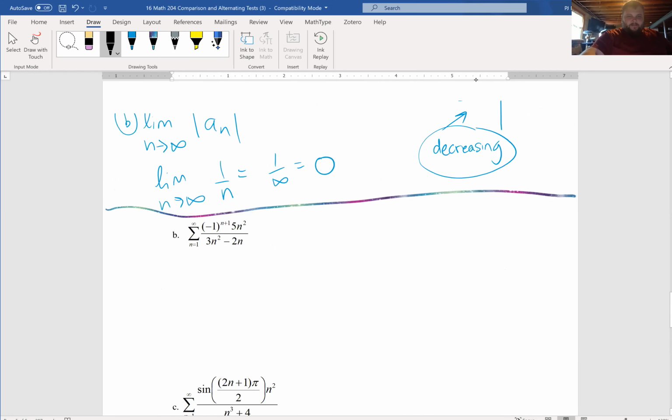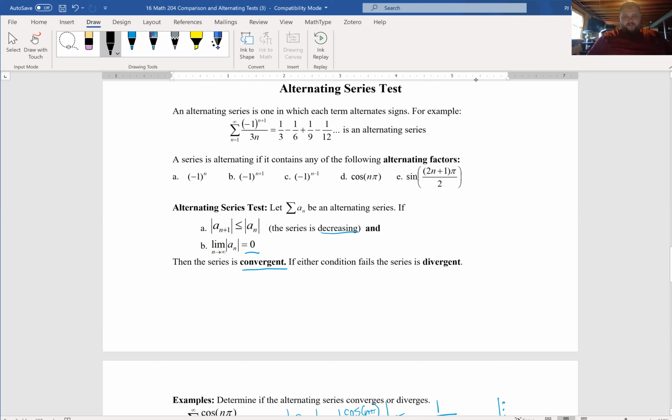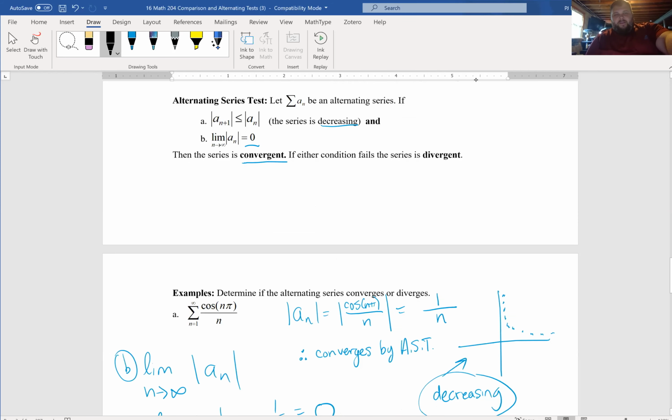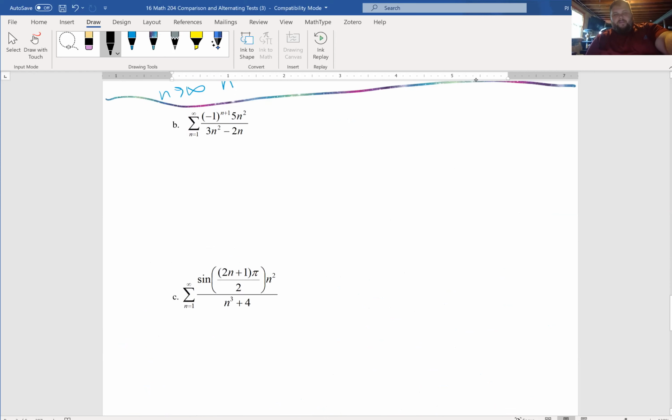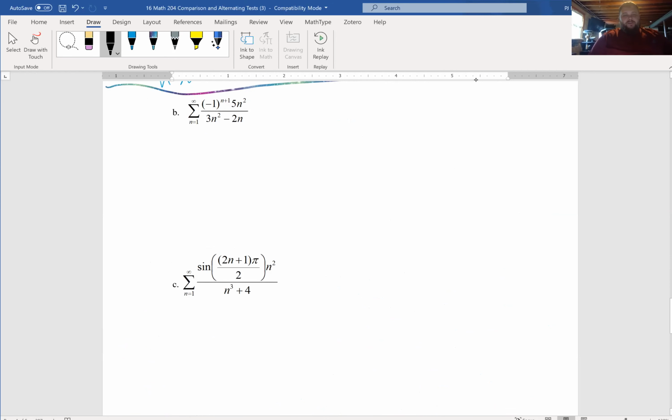So I don't think that this is too terrible, right? You just have to identify the alternating portion, basically get rid of it and prove that the function decreases and the limit goes to 0. And if either of those two things are not true, then you just say diverges.